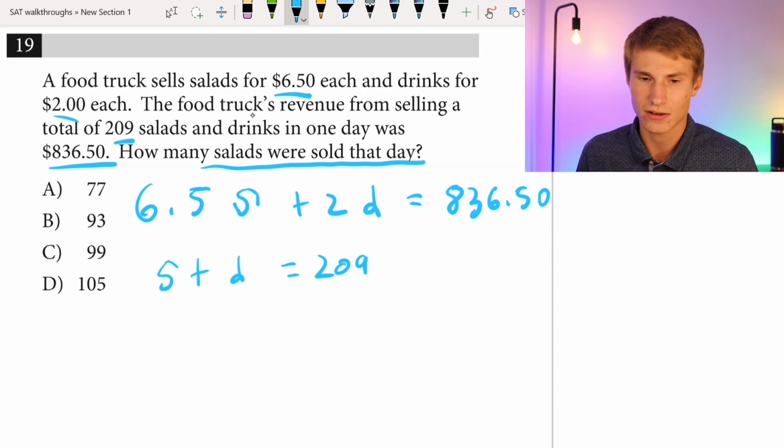Key thing here, we want to solve for salads first. That means we need to come up with what D is equal to, so we can go ahead and substitute in for D, leaving S as the variable.